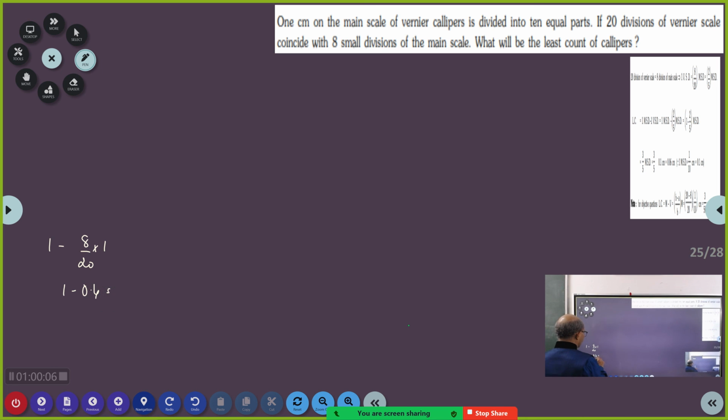Now what is the least count? What is the least count? One student says 0.6, another student says 0.06. 0.6 millimeters. 0.06 centimeters. 0.6 millimeters. Another student is telling the same. No, both of you got the same answer.